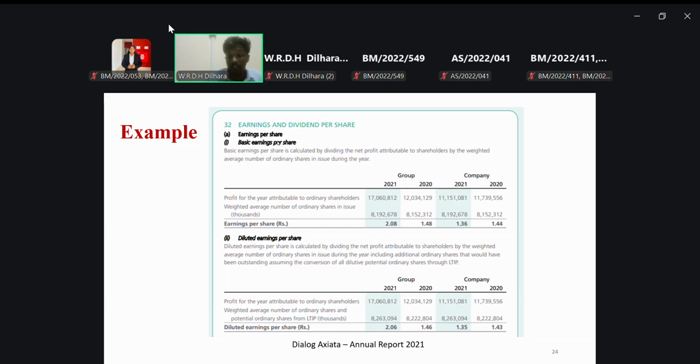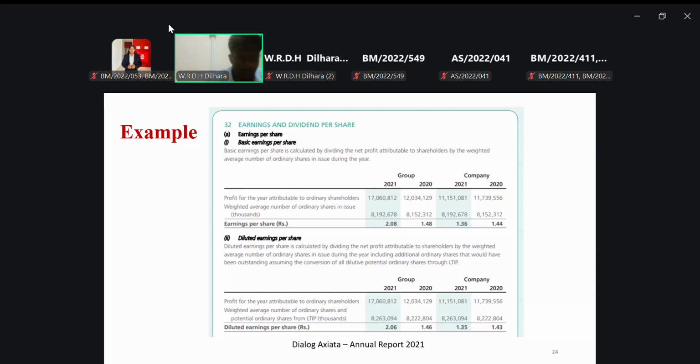So with the share buyback, the diluted earnings per share can be increased. It's relating to the dilution of the ordinary shares, not the normal ordinary shares, like I said about the dilution of ordinary shares buyback. So the diluted earning per share can be increased compared to the basic earning per share.